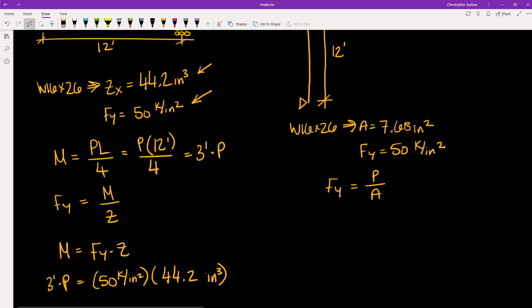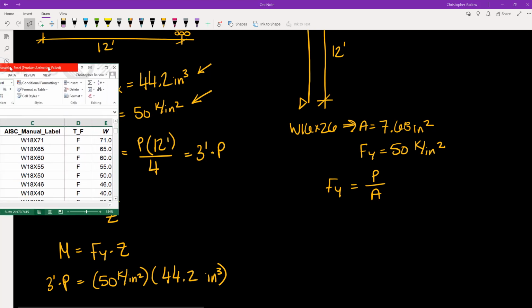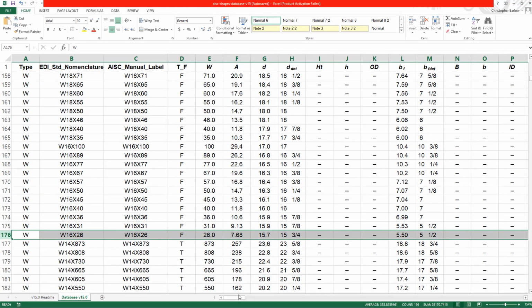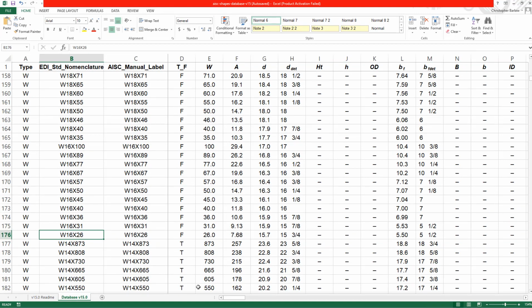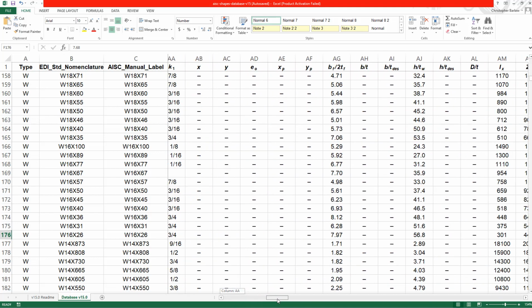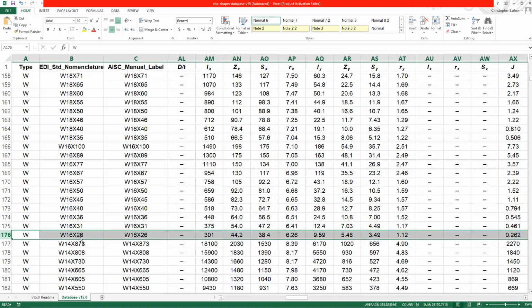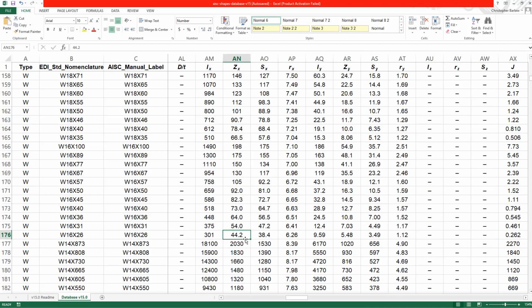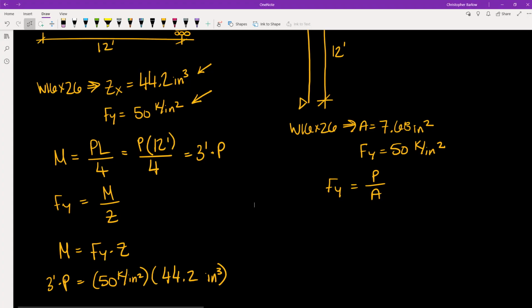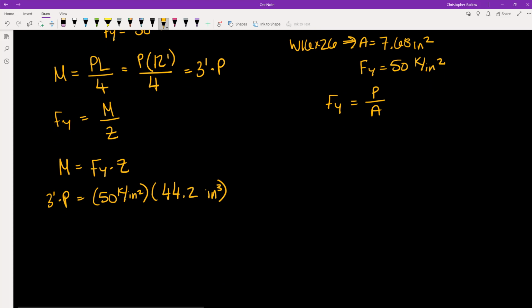And just to show you where I got that plastic section modulus, it came from the AISC shapes database. And so for a W16x26, you can see it has an area of 7.68 inches squared. And if I continue scrolling to the right, it has a plastic section modulus of 44.2 inches cubed. So now we have everything defined except for the one variable that we are looking for.